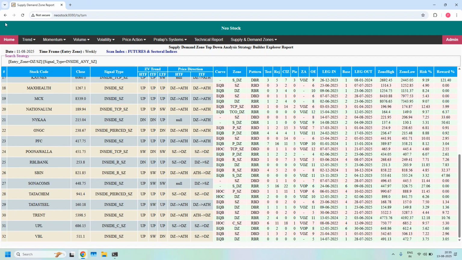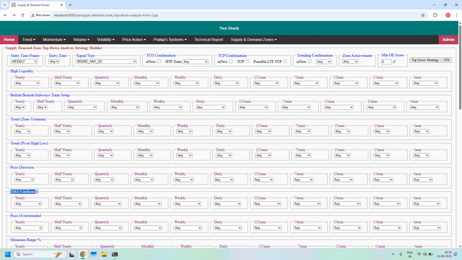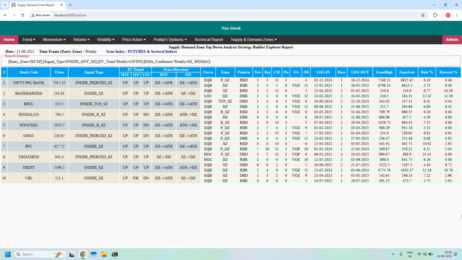We can further filter with EMA confluence on weekly supply zones. And trend should not be sideways on weekly. We got 10 stocks. Next time frame daily already generated in the beginning of the report.